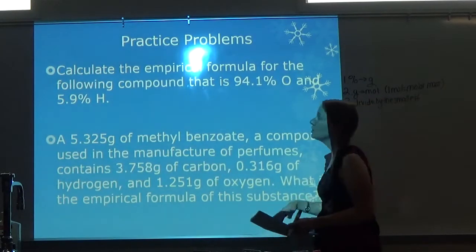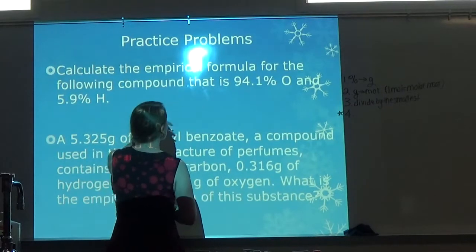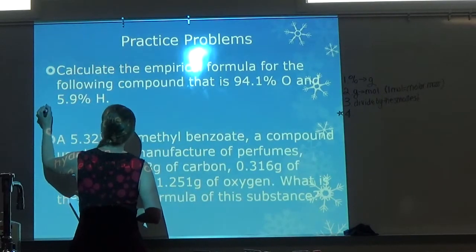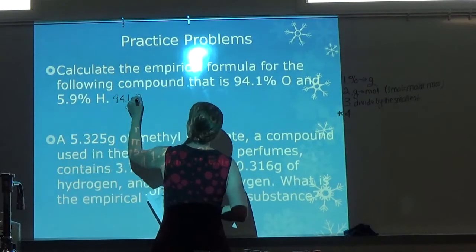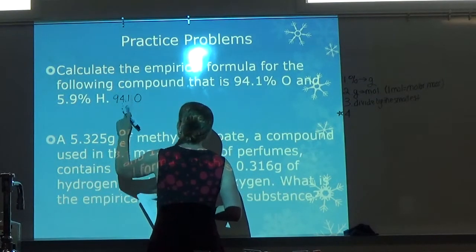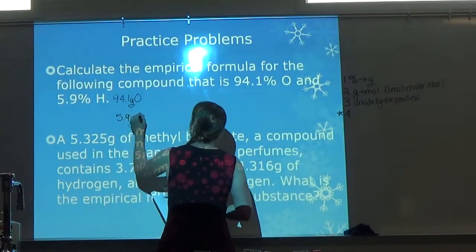So remember, what I'm going to do is I'm going to assume that I have 100 grams to start with, and so I'm just going to change my percentage to grams. So here, I'll start right here. So I have 94.1 grams of oxygen. Ooh, sorry, my G kind of looks weird. And 5.9 grams of hydrogen.